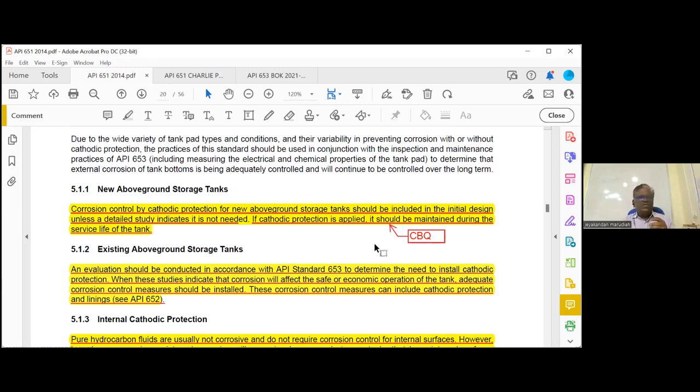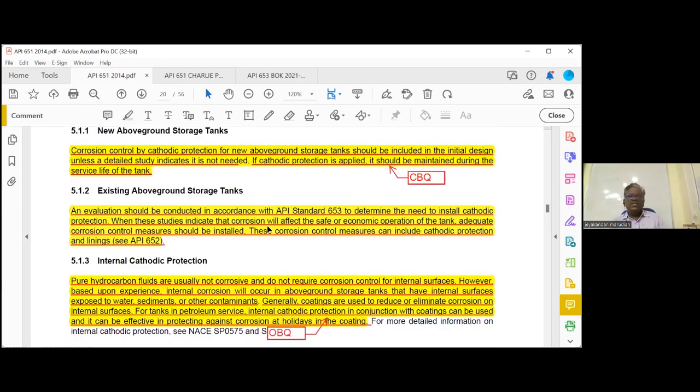Now, for existing aboveground storage tanks, an evaluation should be conducted in accordance with API 653 to determine the need for cathodic protection. When the studies indicate corrosion will affect the safe or economic operation of the tank, adequate corrosion control measures should be installed.